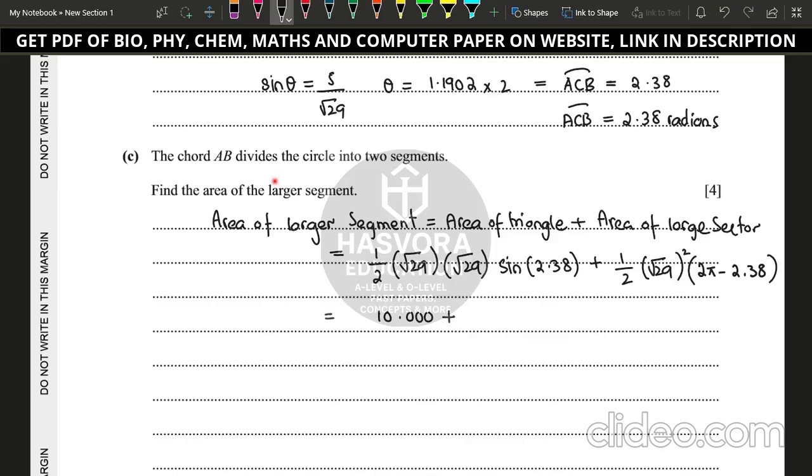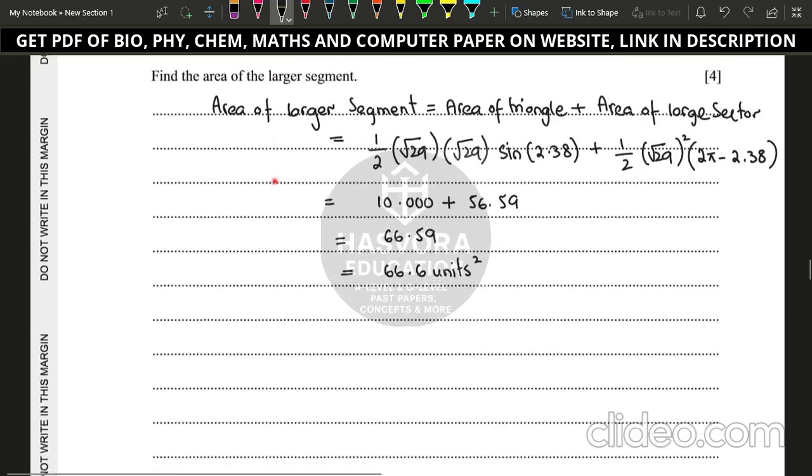And then let's do it for the second one. It will become square root of 29 whole squared divided by 2 into 2 pi minus 2.38. So it will give you 56.59, so this will give you the value of 66.59. But if you write to three significant figures, because mostly we write to three significant figures, you can write to as much as possible, but in case the question specifies, then you have to restrict to that. So this will be 66.6 units squared, because it is the area. So this was the question.